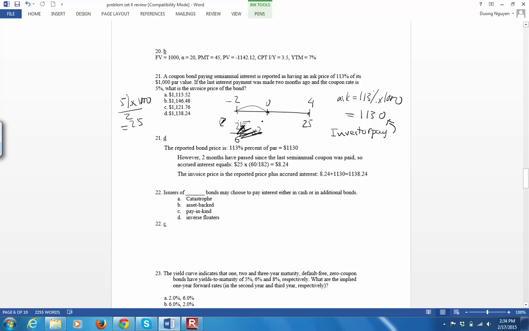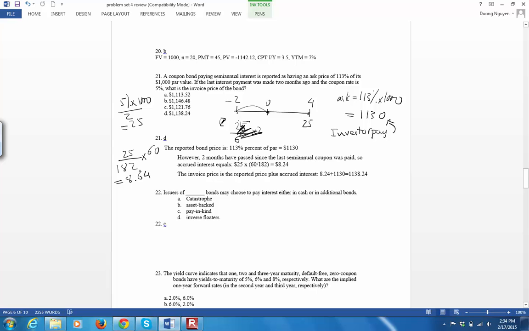So you have 6 months, which is 182 days. All right, so you have a $25 coupon payment in 182 days. Divided by 182 days, you get the coupon payment for 1 day. How many days do you have to pay back? You have to pay back for 2 months, and in 2 months you have 60 days. So this is equal to 8.64.